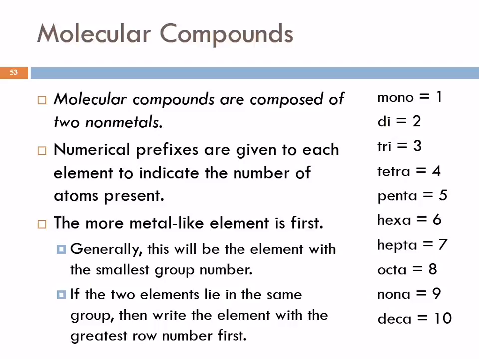Usually that'll be the element with the smallest group number. If you compare nitrogen and oxygen, well, nitrogen's in group 5A and oxygen's in group 6A. Nitrogen is closer to the metals. The metals are on the left side of the periodic table. Nitrogen is a little more metallic in its character than oxygen is. It's not metal, but it's a little more like it. We're not going to get really hung up on that.